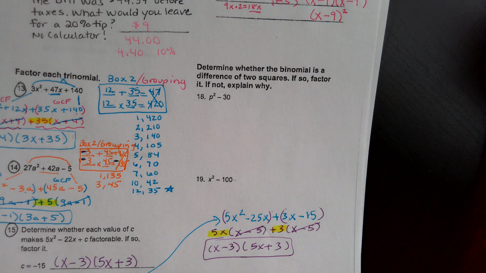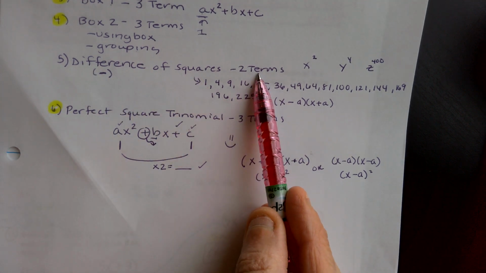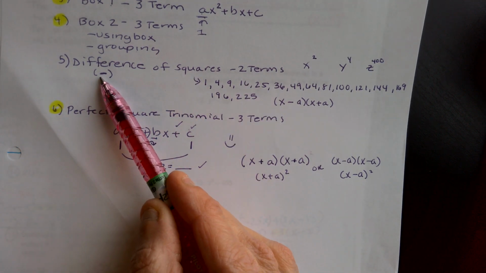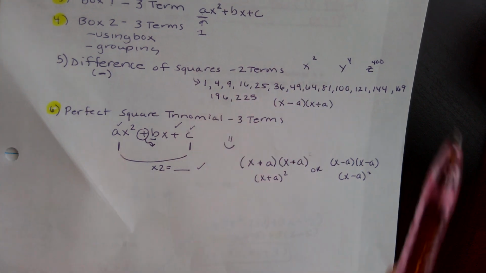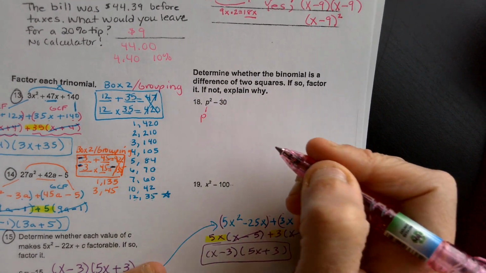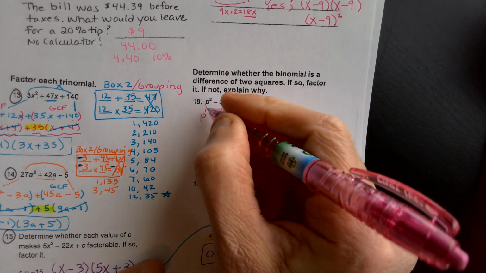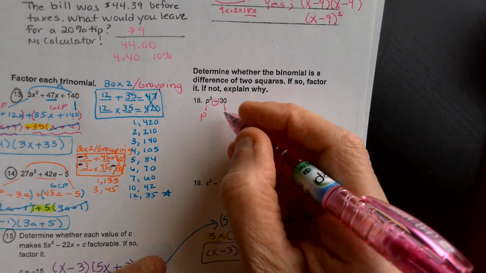Sorry about that. Anywho, is that a difference of two squares? Back to this. Difference of two squares. It's two terms. It has to be a subtraction. And these have to be perfect squares, the two terms. So let's look. Is that a perfect square? Yeah, it's P. Is it a difference? It sure is. Is that a perfect square?